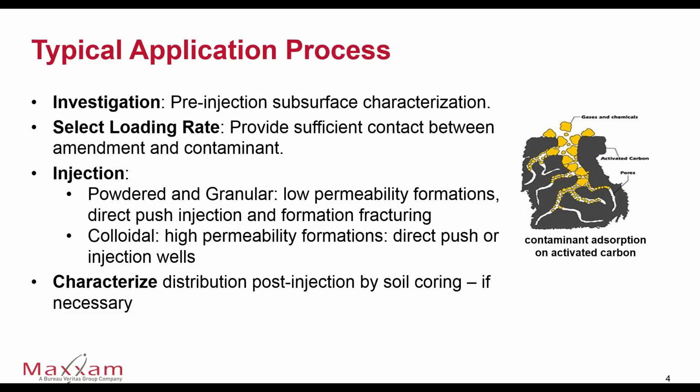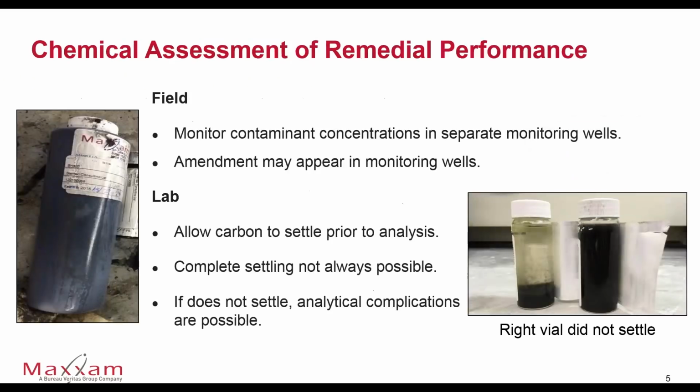Of course, then you need to do an injection. The colloidal carbon is particularly good for high permeability formations using either direct push or injection wells. The larger powdered and granular are more often used with low permeability formations. And then after injection, sometimes there is an interest in characterizing the distribution of the amendment by soil coring, though quite often that step is not done. But it is possible if you need to verify the distribution of the colloidal carbon in the subsurface after injection.